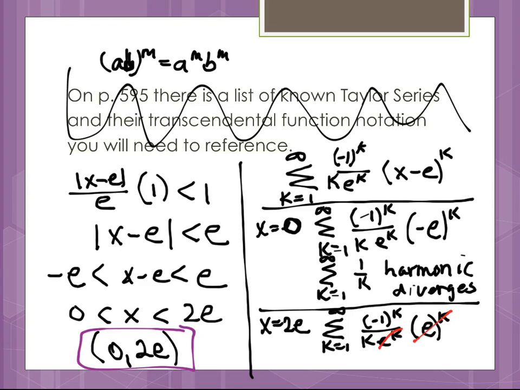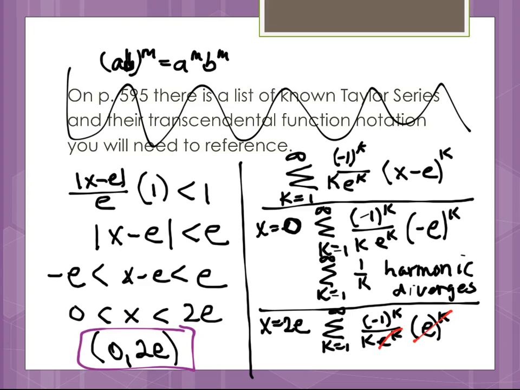It's actually much cleaner with the e to the k's reducing. So I now have negative 1 to the k over k, which is different than I had before. Will this converge or diverge? Converge. That actually converges. Why? This is the alternating series test.